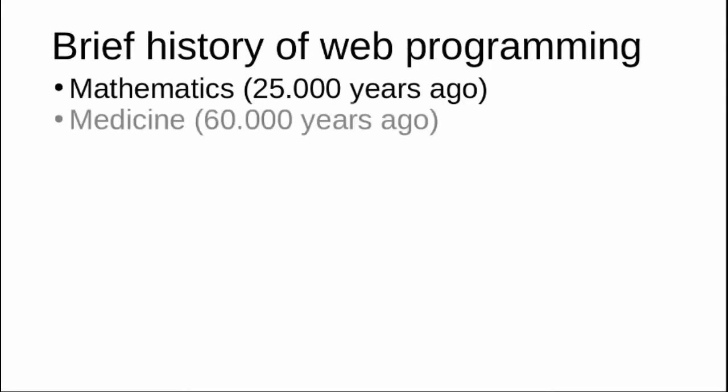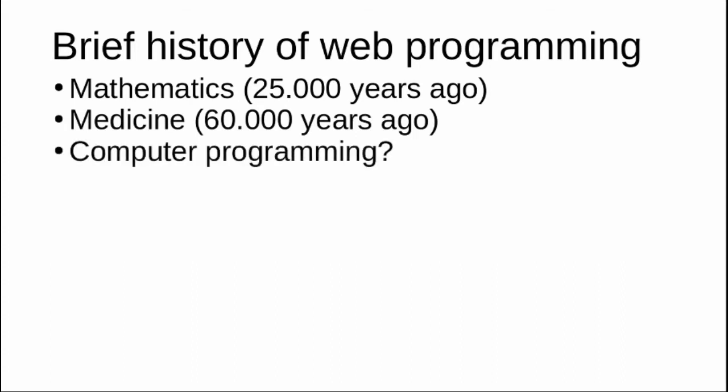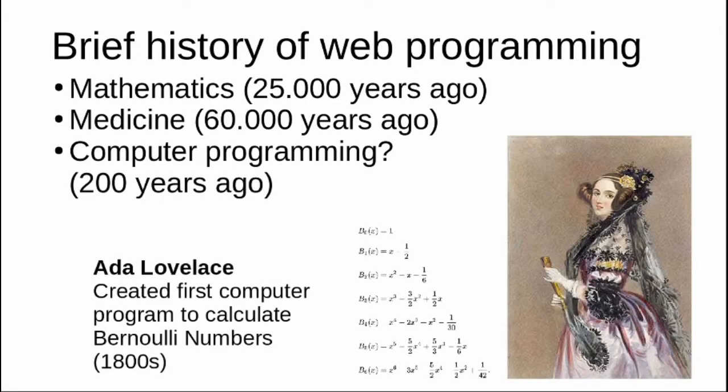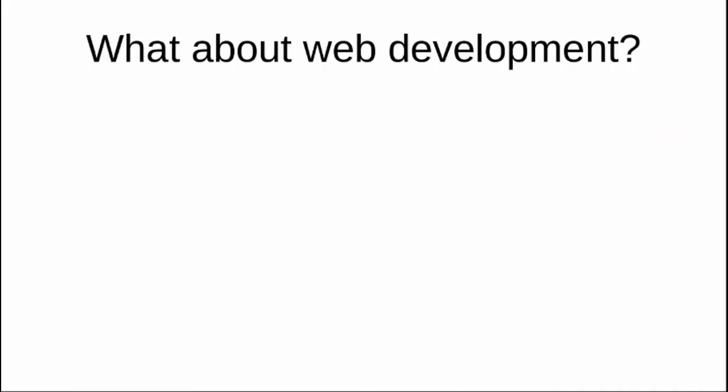Like any other fields like mathematics and medicine, which has been around for tens of thousands of years ago, programming itself has been around for a long time, but how much time actually? It's around 2 centuries ago when Ada Lovelace created her first computer program to calculate Bernoulli numbers. So, it's computer programming. What about web development? Web development is only 30 years old.